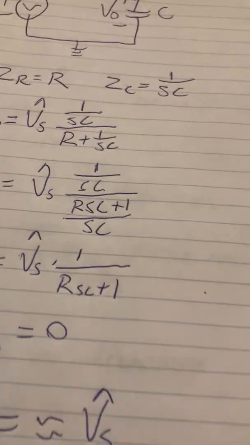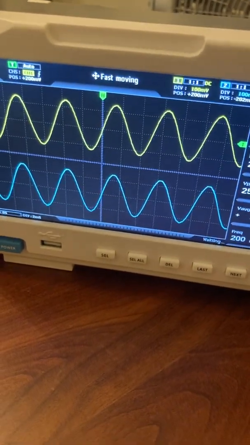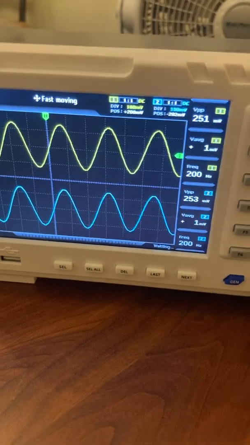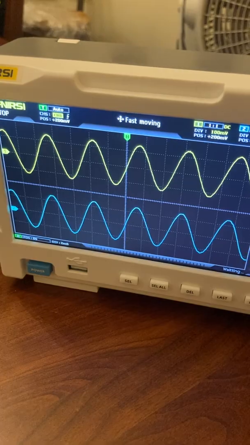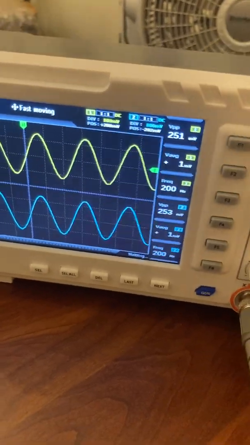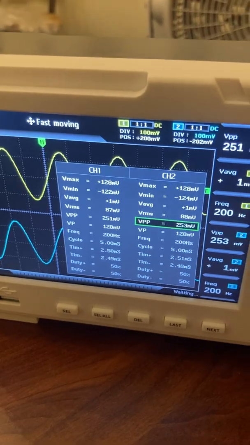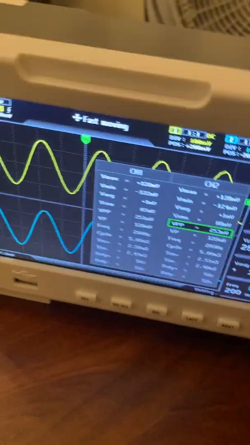So here's what that looks like on the oscilloscope. I have an input voltage and an output voltage. Our peak-to-peak voltage is 251 and our frequency is low. It is 200 hertz. The waveforms are almost identical. If we go to this measurement thing right here, we can see that the max voltage on one is the same as the max voltage on the other.